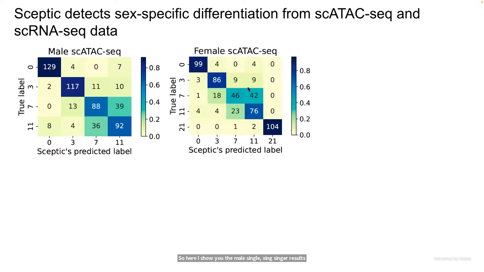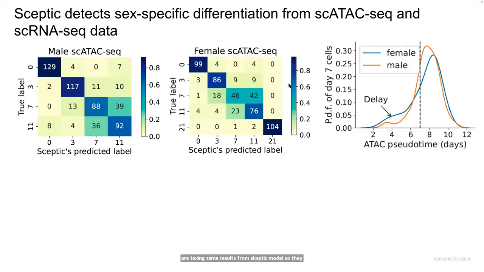But when we compare it with the female cell performance on the single cell ATAC, for all the cells of day 7, if we look at the ATAC pseudotime from the SKEPTIC model, we find the female cells have a heavier tail on the left-hand side. This is because during the embryonic stem cell differentiation, the female cells show some delayed differentiation pattern, which is well known in the literature.